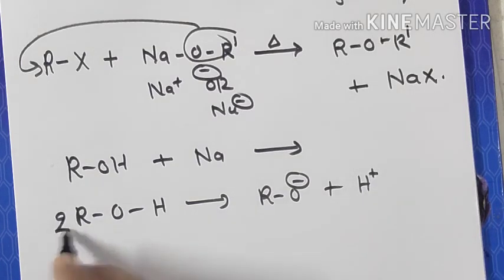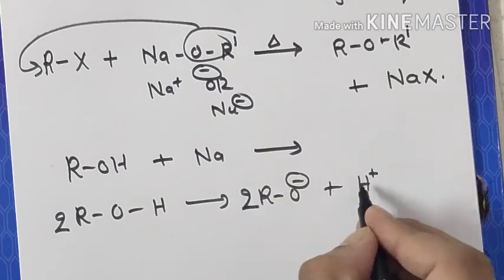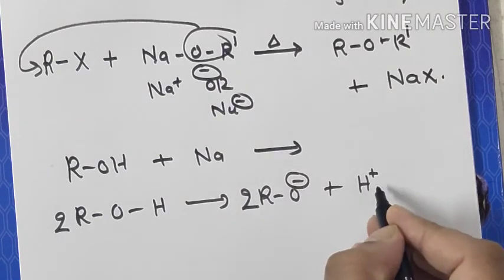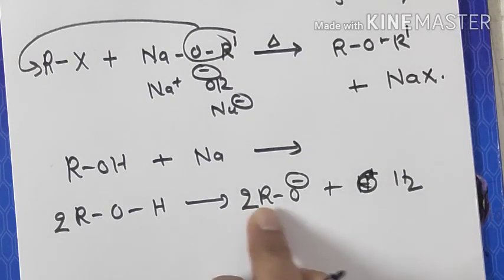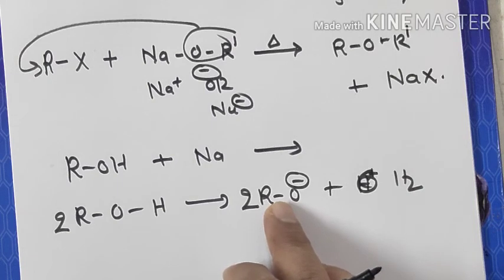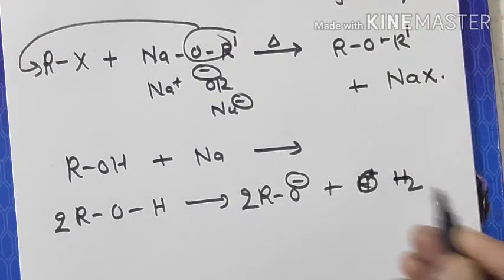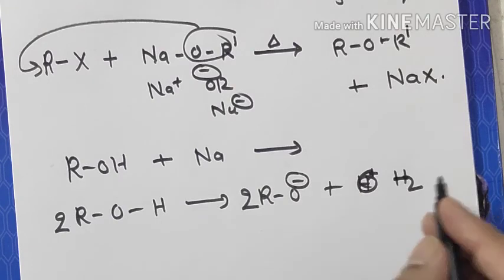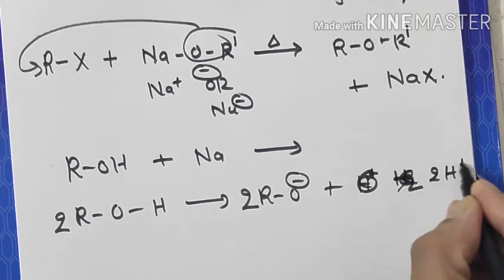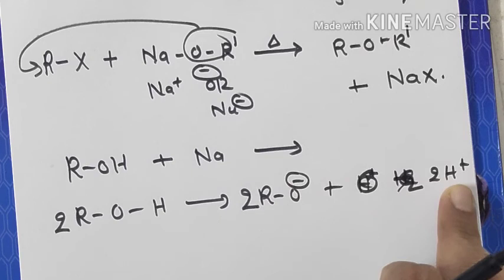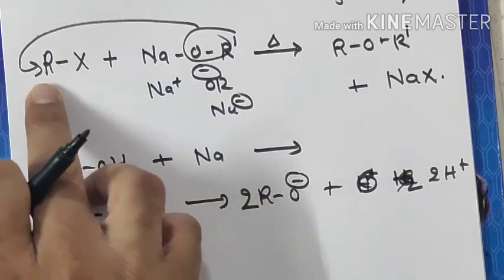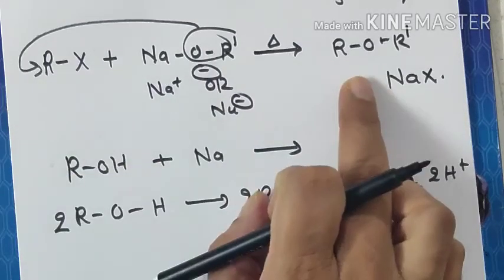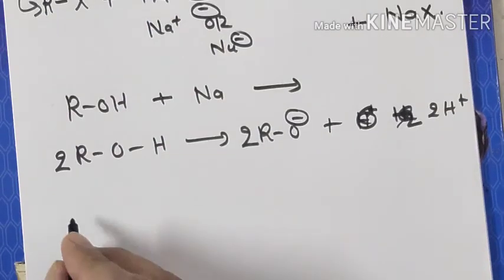If I take 2 moles of this, I get 2 moles of RO minus, and the 2 hydrogens combine to form H2. RO minus is called sodium alkoxide. No need to write 2H plus because I'm showing negative charge; there has to be a positive charge over here. So this is alkoxide, and this alkoxide will react with alkyl halide to form ether.